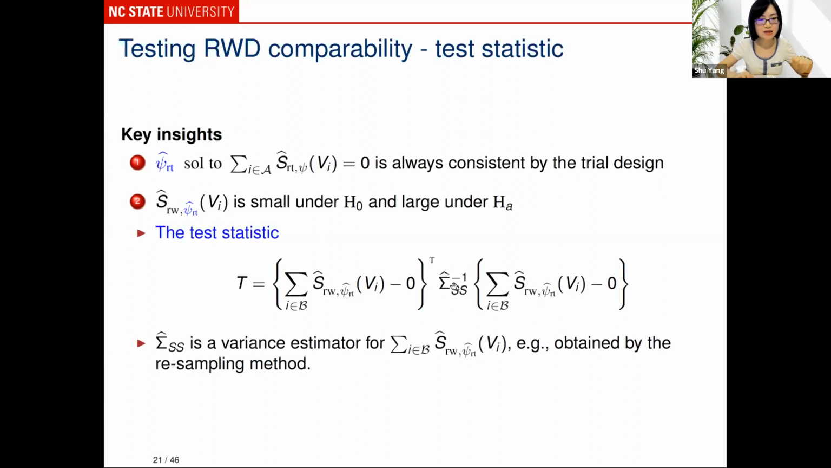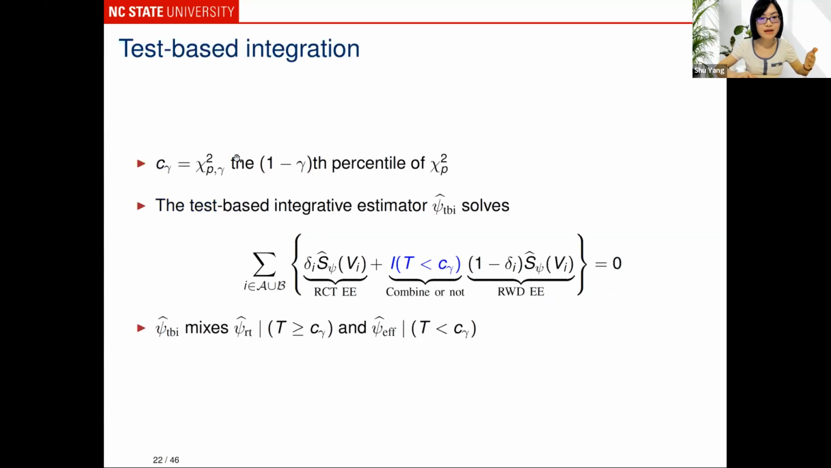And we can show that T goes to a chi-square distribution with degrees of freedom P, where P is the dimension of the parameter. That becomes the reference distribution. So we can take the critical value from the chi-square distribution, for example the 1 minus gamma percentile, and gamma can be viewed as the type 1 error. If gamma is small, then we know how to use this test statistic.